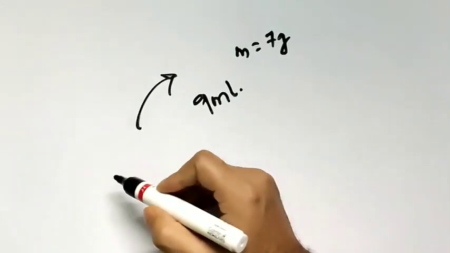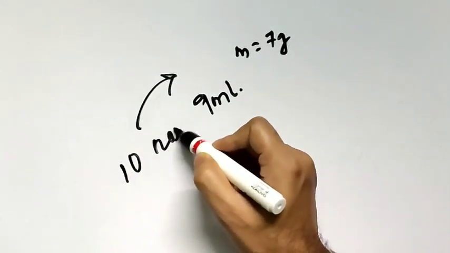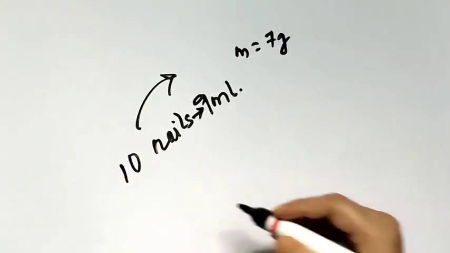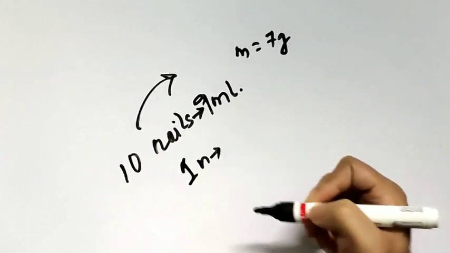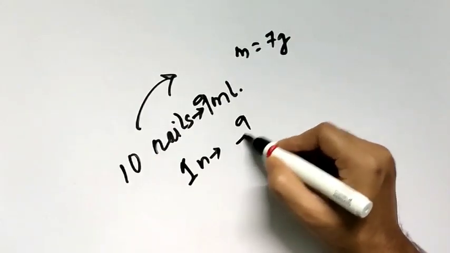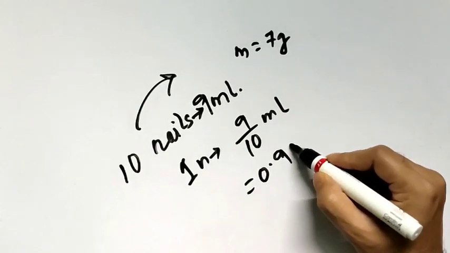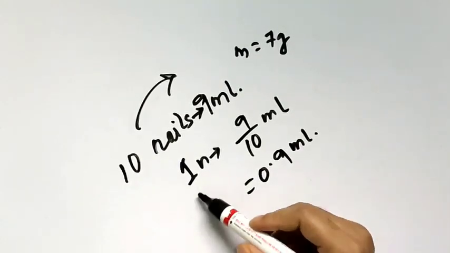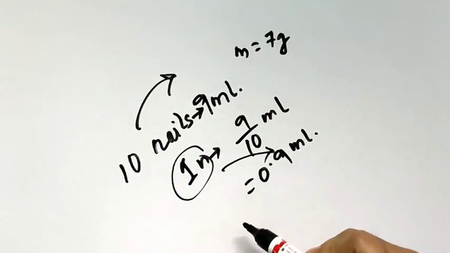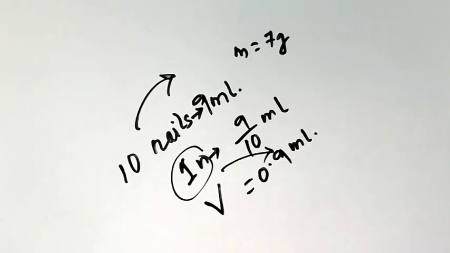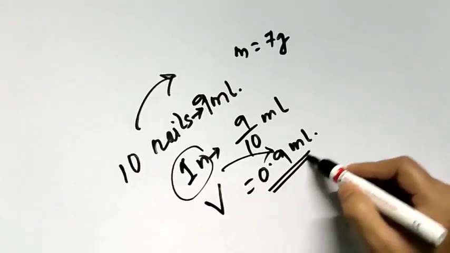Clear? That means for 10 nails, 9 ml of water overflows. So for one nail, 9 by 10 ml of water overflows, which is 0.9 ml, right? So for one nail it is 0.9 ml. That means from here we can say the volume of one nail is 0.9 ml.